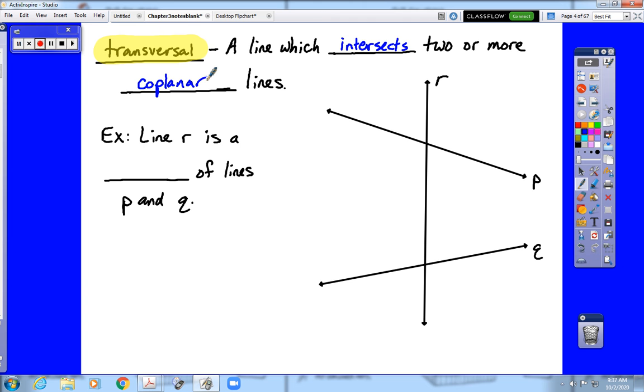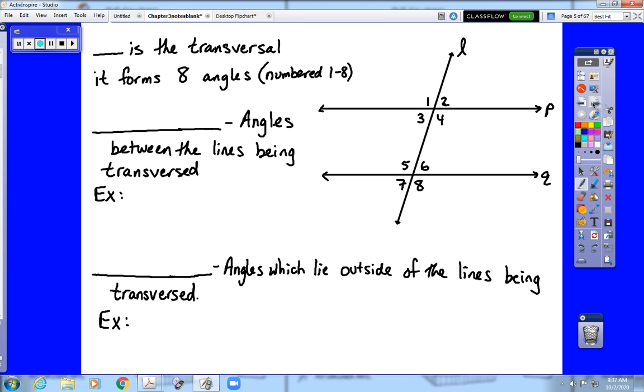So in the picture that we have on the left, we would say that line R is a transversal of lines P and Q. Now I said in class, and I meant it, that if P and Q are not parallel lines, then the transversal really is not that interesting. However, if P and Q are parallel, then there's a ton of geometry rules that apply to that. Okay? So we're really going to spend most of our time studying transversals of parallel lines. But transversal could apply to any line that intersects two other coplanar lines. Okay? On to what the transversal does.